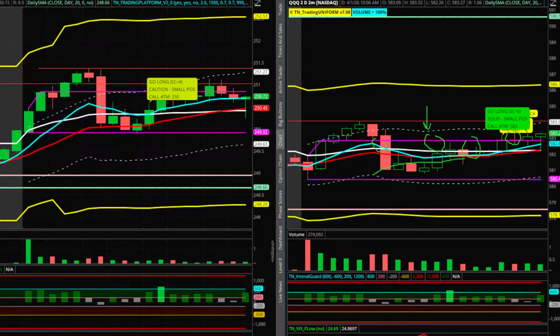Wow, look at that. There's a long wick. It's bullish. Maybe the system knows a lot more than I do.